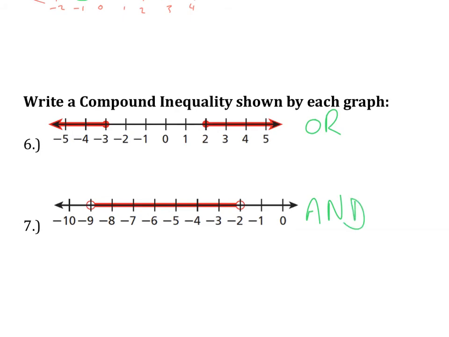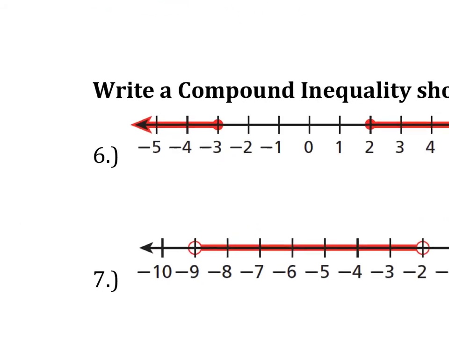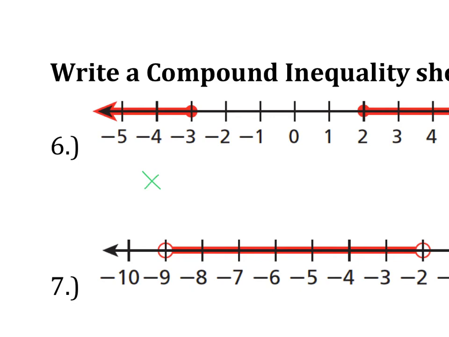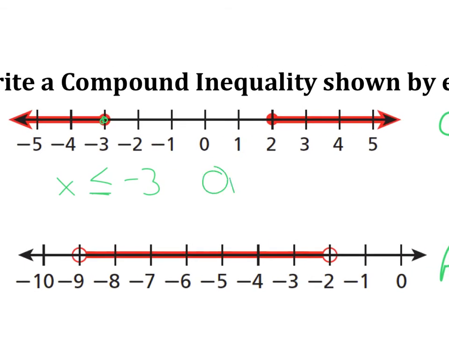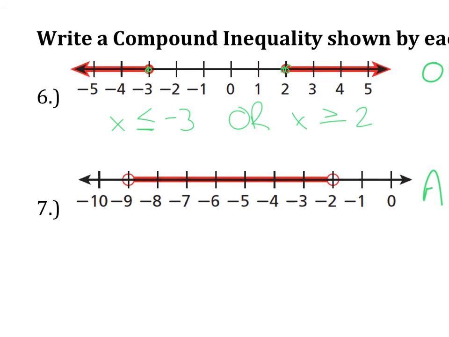So on 6, on the left side, we have x is less than or equal to, because it's a closed dot, negative 3. On the right side, we've got to put "or" in between. Or x is, notice that's a closed dot, greater than or equal to 2. And it's as simple as that. You've done this, writing inequalities with simple inequalities, very similar here.